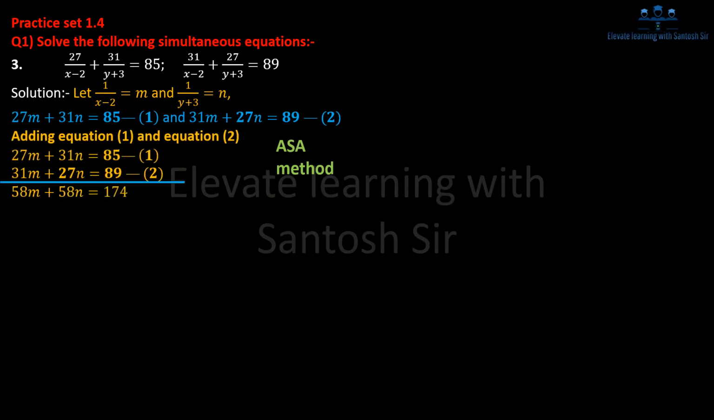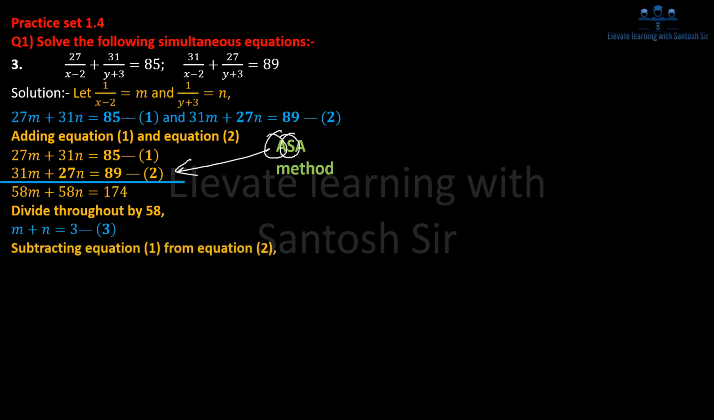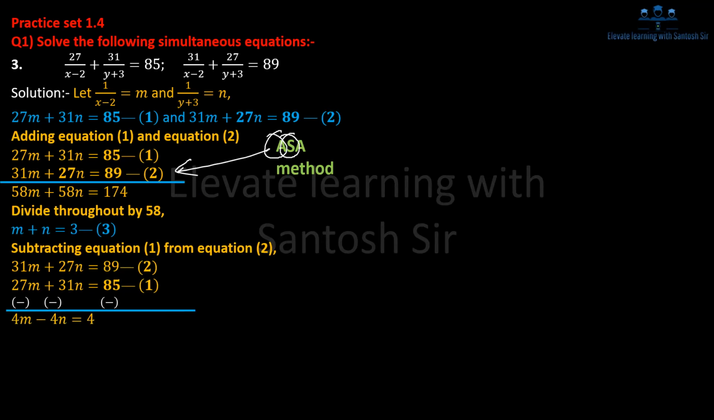We will get 58m plus 58n is equal to 174. We can divide throughout by 58 and we can get m plus n is equal to 3 as a simple equation. So the first part, adding, is done. Now we will go to the next part, that is subtraction. Now let us subtract equation 1 from 2. So once we subtract, we will get 4m minus 4n is equal to 4. We can divide throughout by 4 and we can get m minus n is equal to 1.